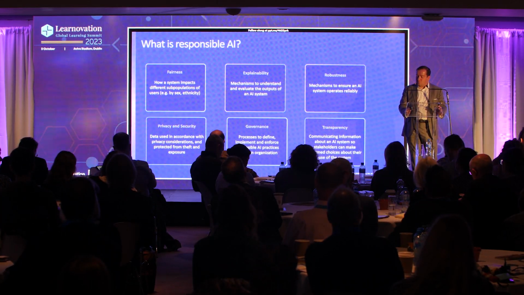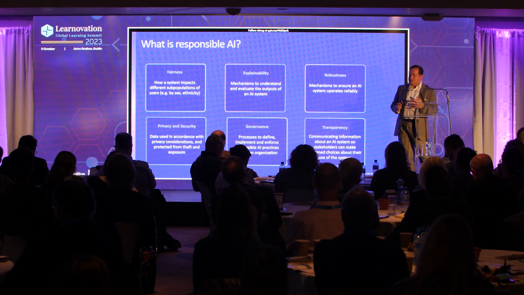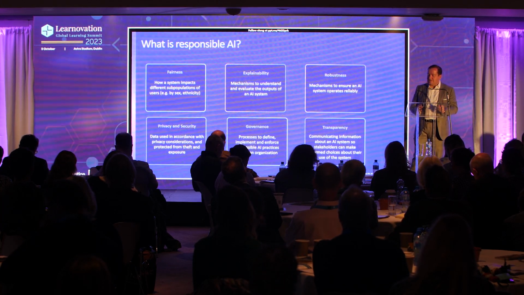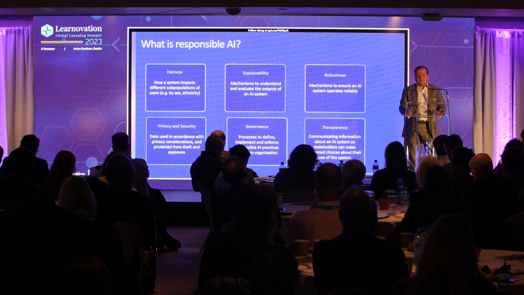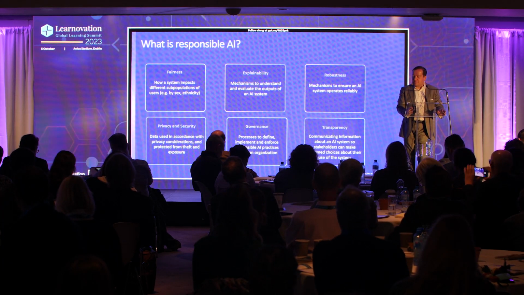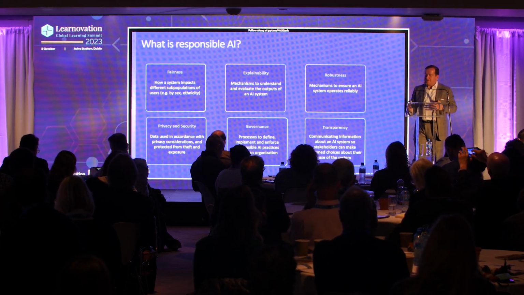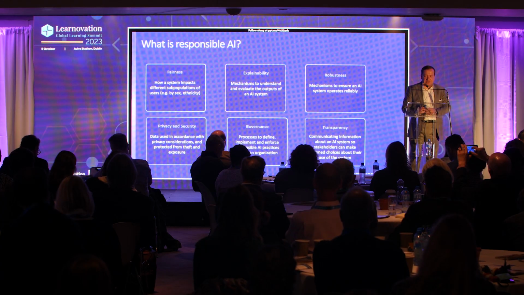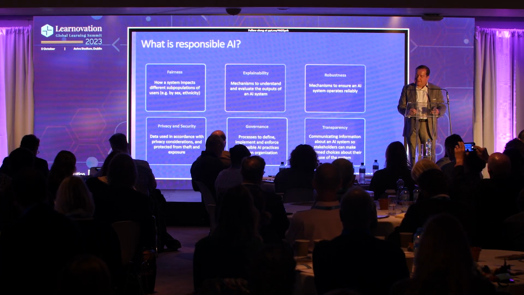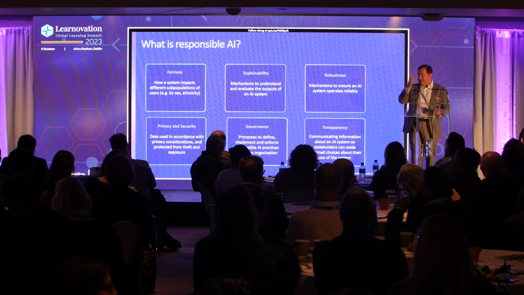We define responsible AI as being made up of six dimensions: bias and fairness, explainability, robustness, privacy and security, governance, and transparency. So this is our definition today, but I think it's going to keep evolving. This is a rapidly evolving area. And so let's deep dive on some of these.